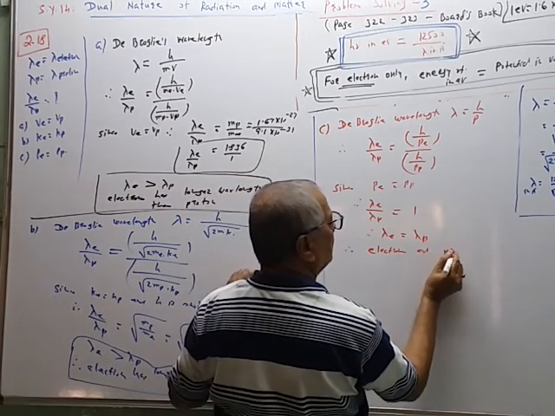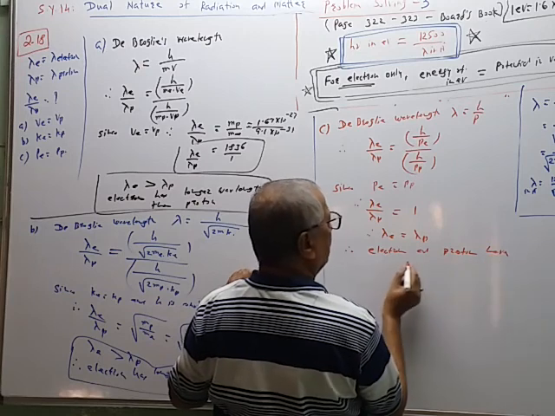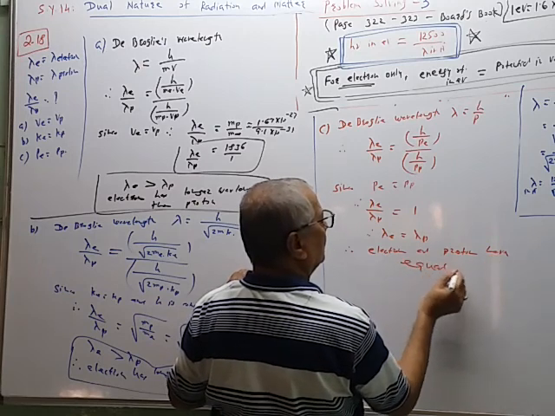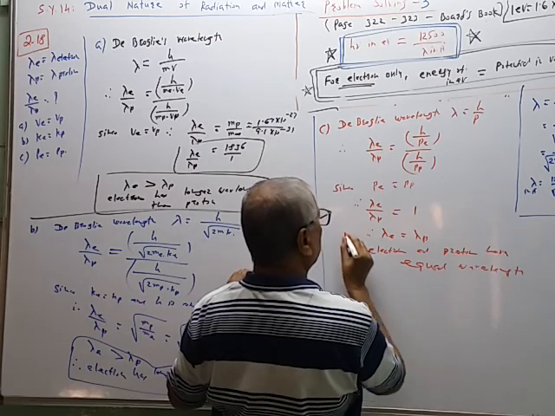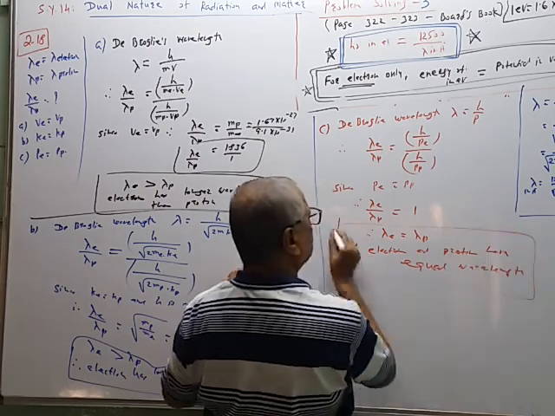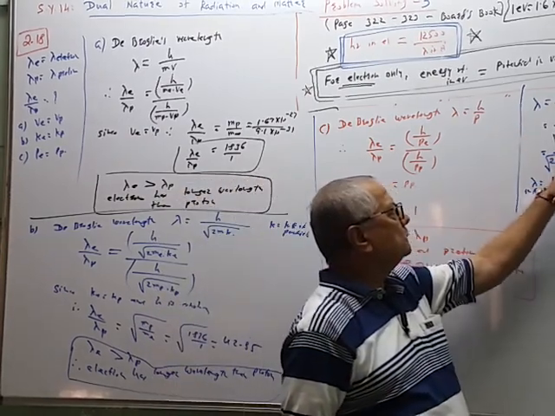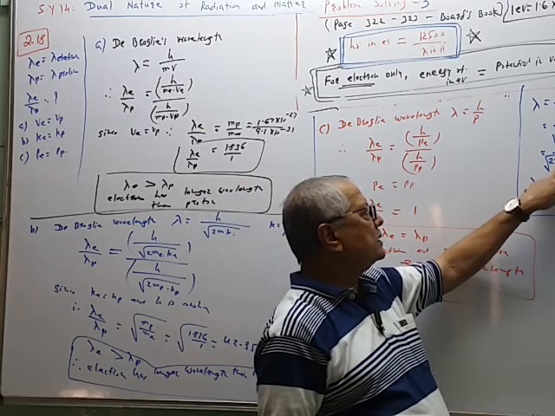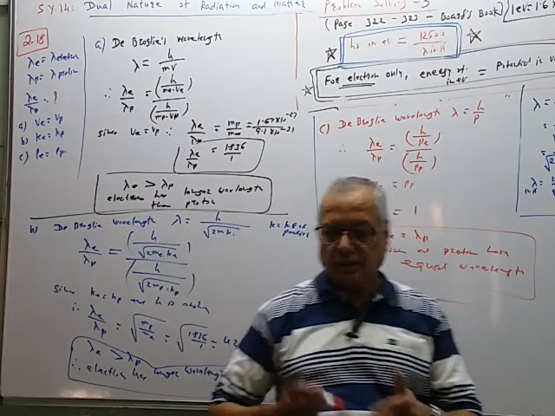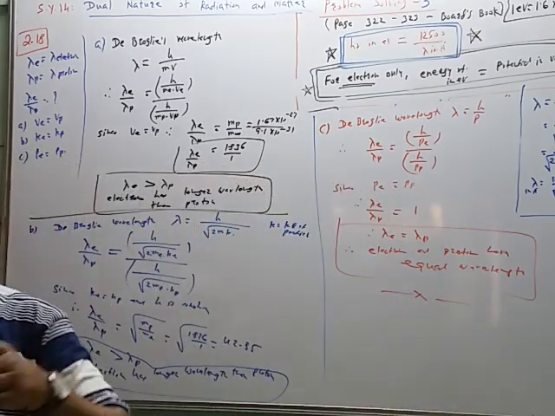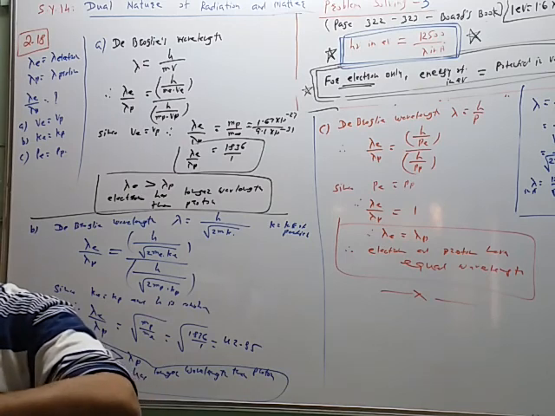Therefore the conclusion is electron and proton have equal wavelength, no longer, no shorter. So we have used these three relations. This is about the problem solving of this chapter.